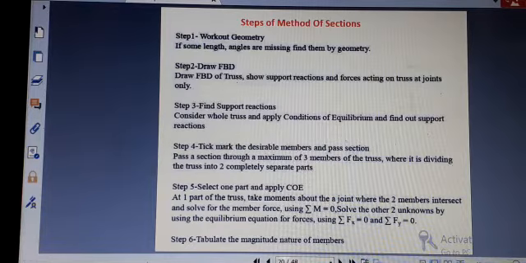Then the next step, select any one part, apply the conditions of equilibrium and find out the forces in the members. Here you can apply the third condition of equilibrium also, that is, summation of moment is equal to 0. Then the last step is to tabulate the magnitude and nature of the forces in the members.